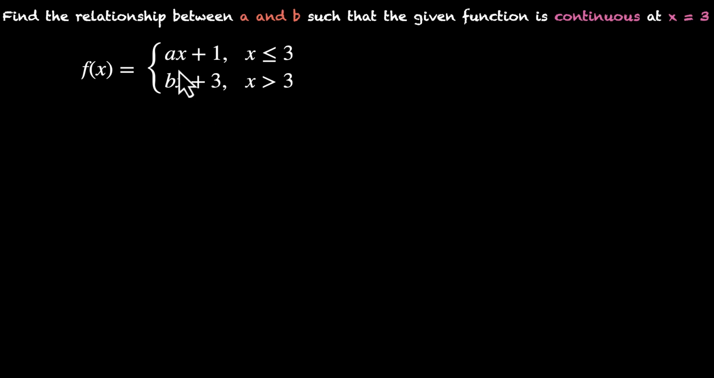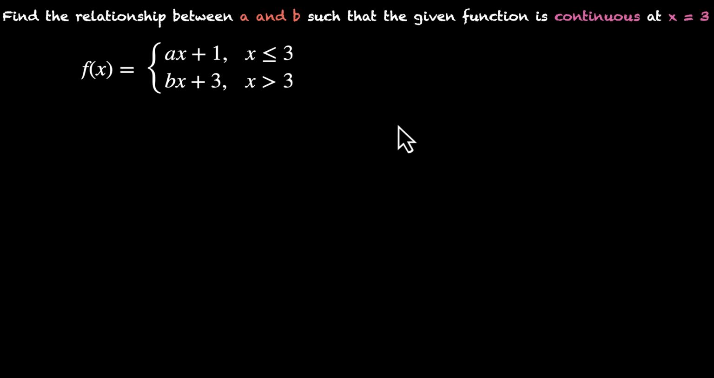a and b are hidden here in these definitions. So we need to use this information that the function is continuous at x equals 3 to figure out the relationship between a and b. Pause the video, give this one a try. Okay, let's do this together.